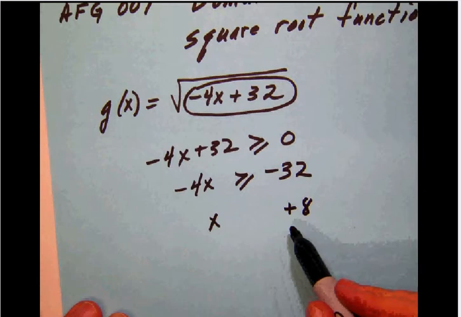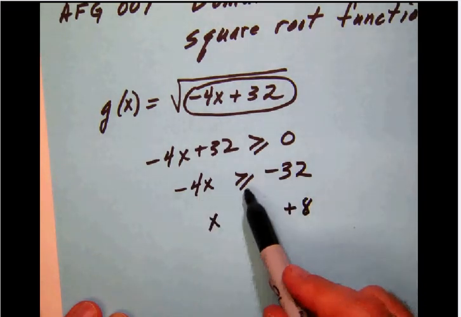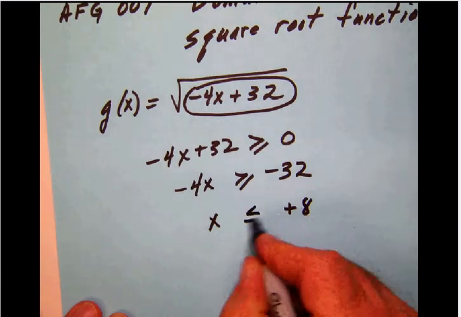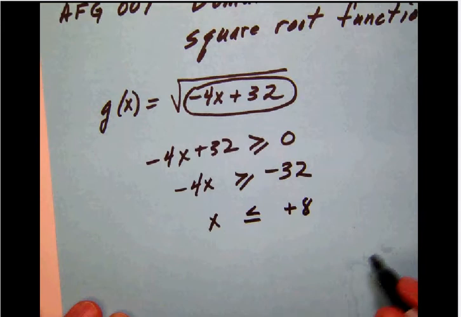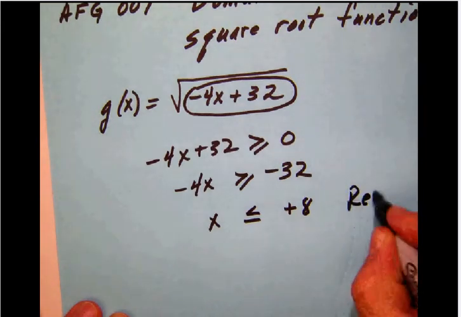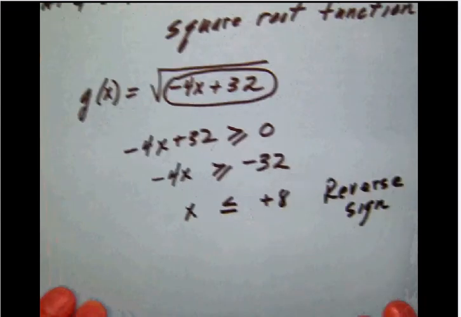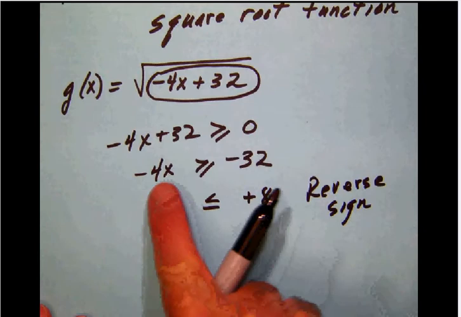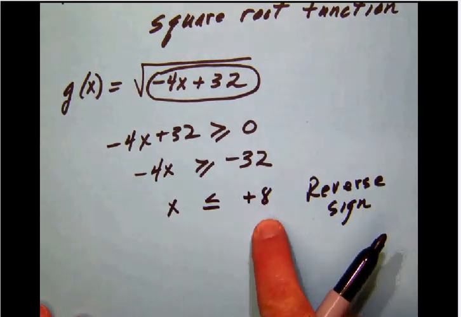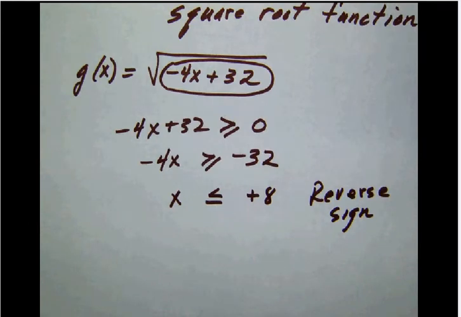But notice here that when you divide by a negative number, you must reverse the sign of the inequality. So notice here that we must reverse the sign when you divide both sides by a negative number, which is what we've done in this step. So here is our answer: for our domain, x is going to be anything which is less than or equal to positive 8.